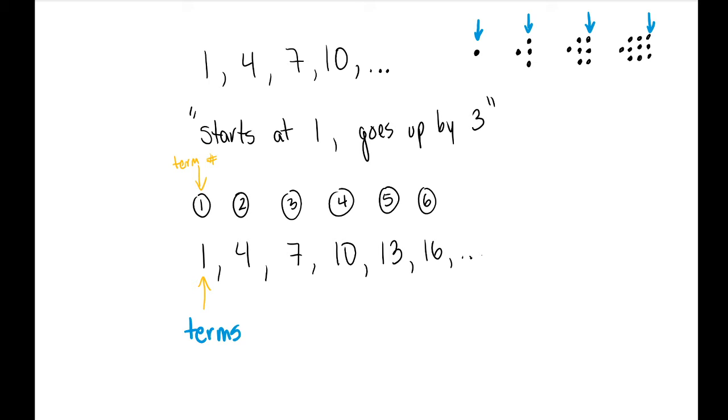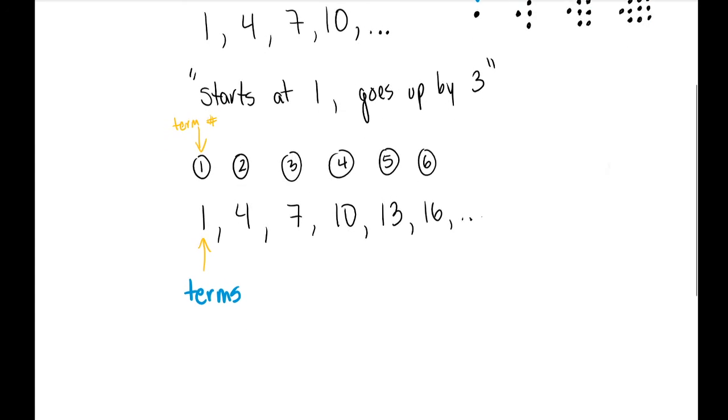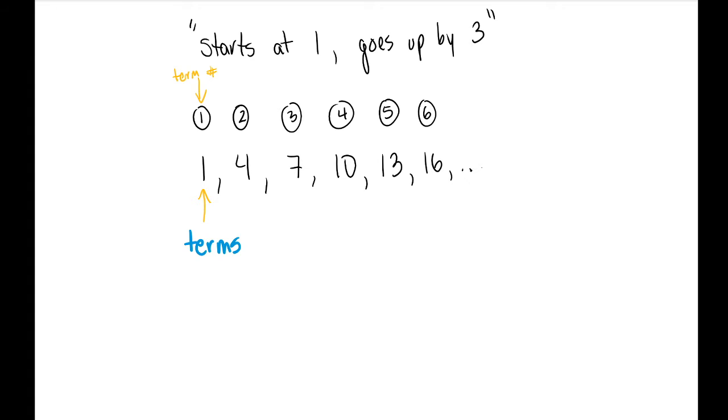So if I asked you what's the first term in this sequence, you would say 1. If I asked you what's the fifth term in this sequence, you would tell me 13. And so now we start to build some vocabulary around the idea of sequences. And so then the next step for any sort of mathematical generalization is to come up with notation that surrounds this vocabulary that we have.